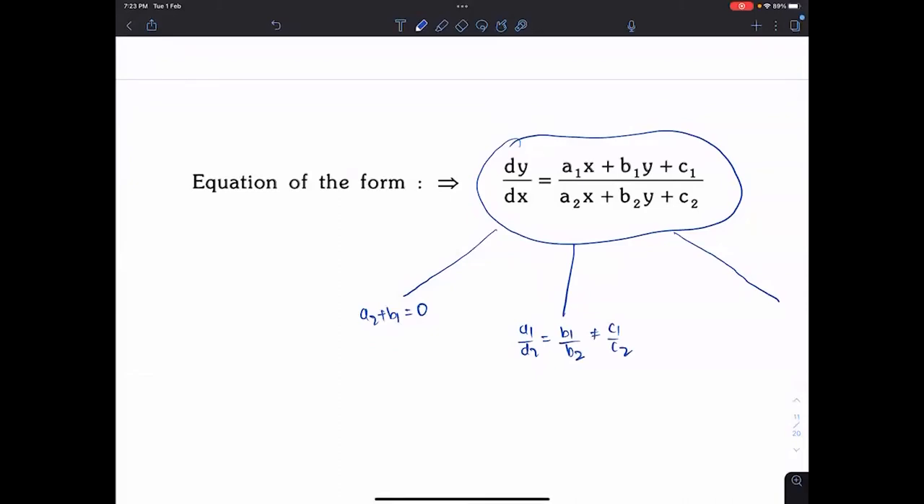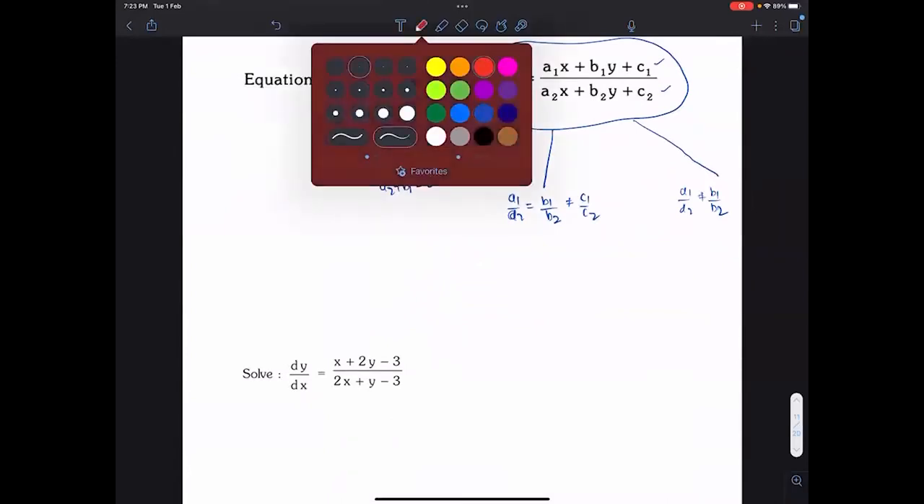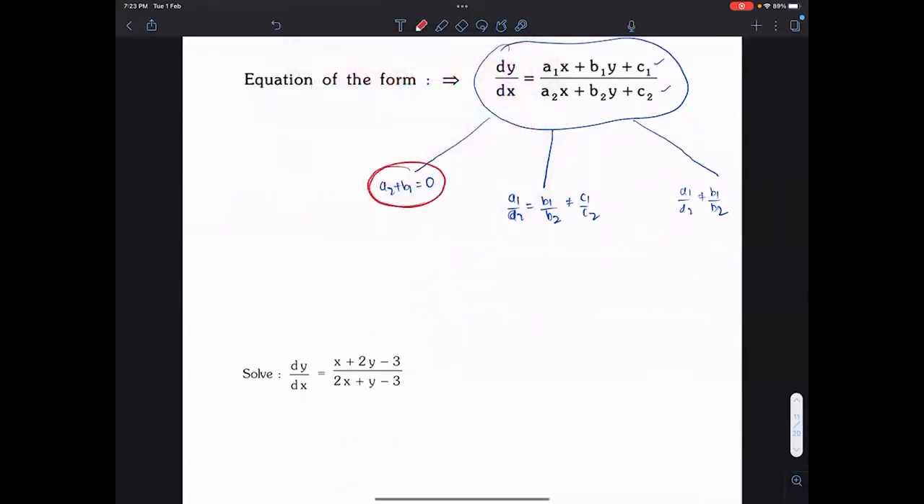Now, what does it mean when a1 by a2 equals b1 by b2? These two lines are parallel. If these two lines are parallel, you will follow one method. Third case, if a1 by a2 is not equal to b1 by b2, you will follow another method. Okay. So let us see one by one. This one is level 1 difficulty, this is level 2 difficulty, this is level 3, I would say. So level 1 difficulty is very easy.